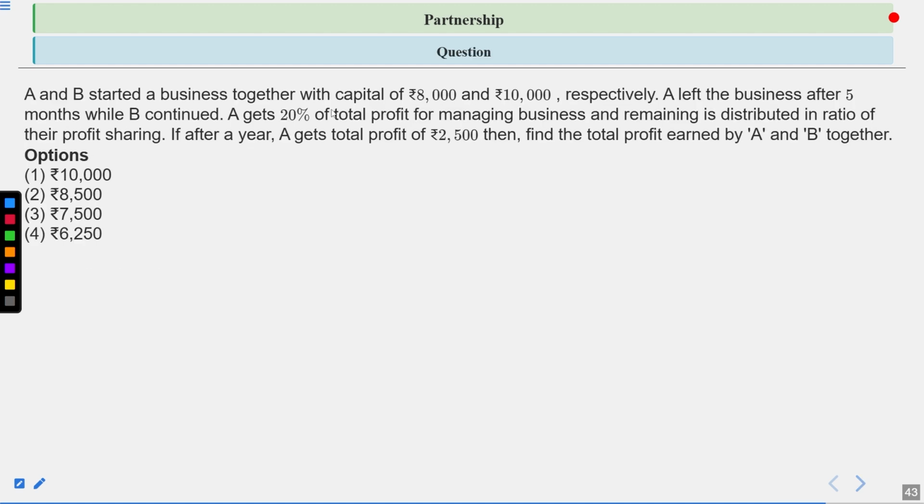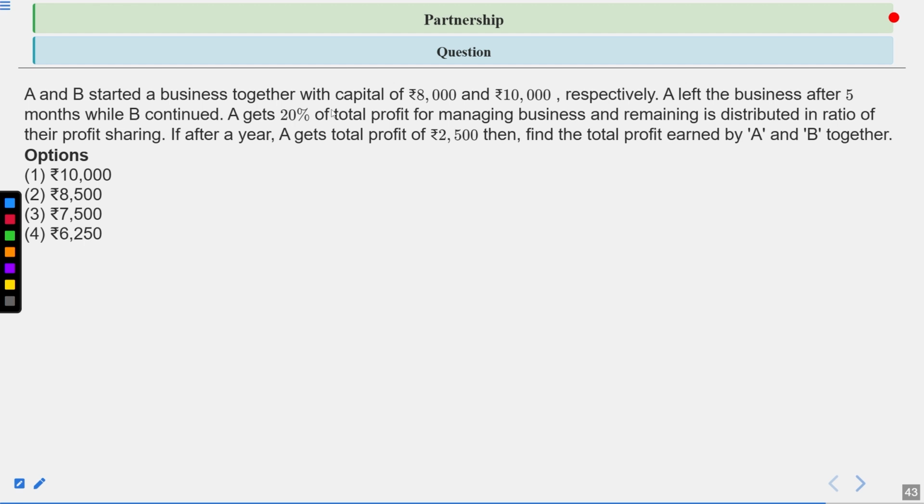A and B started a business together with capital of 8,000 rupees and 10,000 rupees respectively. A left the business after 5 months while B continued. A gets 20% of total profit for managing business and the remaining is distributed in the ratio of their profit sharing. If after a year A gets a total profit of 2,500 rupees, then find the total profit earned by A and B together.